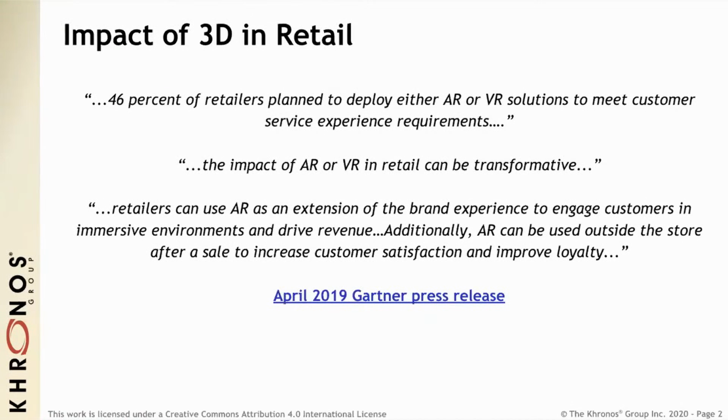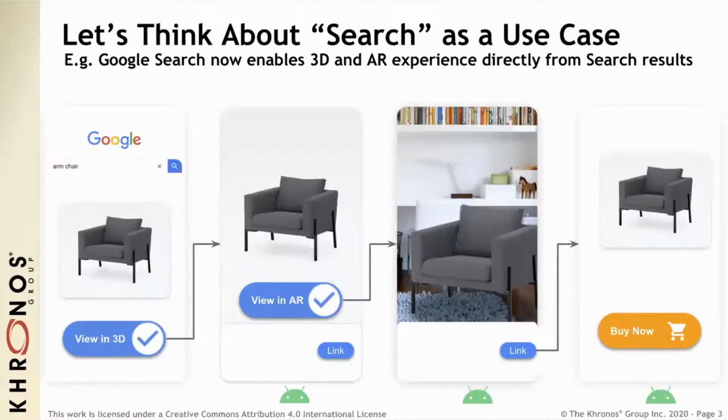Before we can see widespread adoption of 3D in retail, there are a few hurdles that we need to overcome. Let me try to illustrate this with some examples. Let's take search as a use case. Google just announced support for 3D and AR search. What that means is you could search for a product and actually see it, engage with it in 3D, place it in your space, and then purchase it. There are many experiences like this where 3D is becoming a lot more powerful in the discovery process.